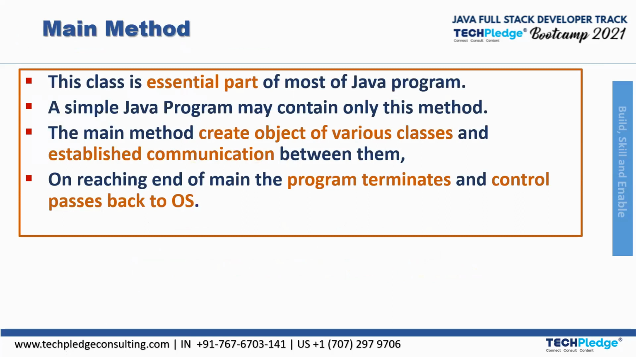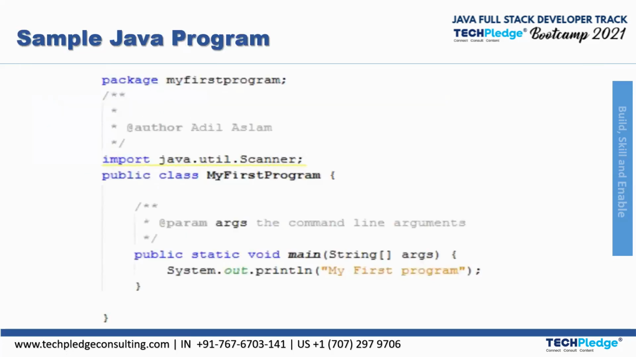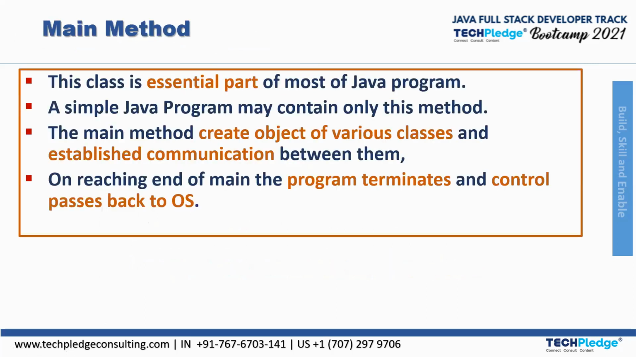So this is a sample program. Next, as I've already mentioned, the main method. A simple Java program contains only one method. So in this case, it is a simple Java program. You're having just one main method, and you're just printing this out. Once you reach the end, the program terminates, and the control is passed back to the OS. So with the main method, you are ending the program. Once the main method ends, that means your program has ended, and now you are going to execute it.